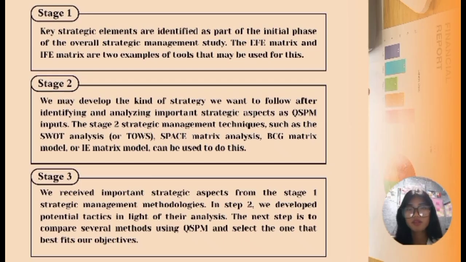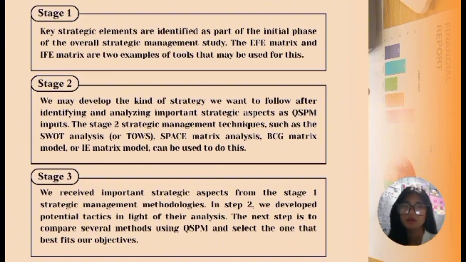The IFE matrix stands for Internal Factor Evaluation Matrix, which identifies the business's strengths and weaknesses, while the EFE matrix or External Factor Evaluation Matrix identifies the business's opportunities and threats. Next is stage 2, develop possible strategies. At this stage, after identifying the important factors, the business develops possible strategies. So they use 4 tools. First is SWOT analysis, which looks at strengths, weaknesses, opportunities, and threats to develop strategies.